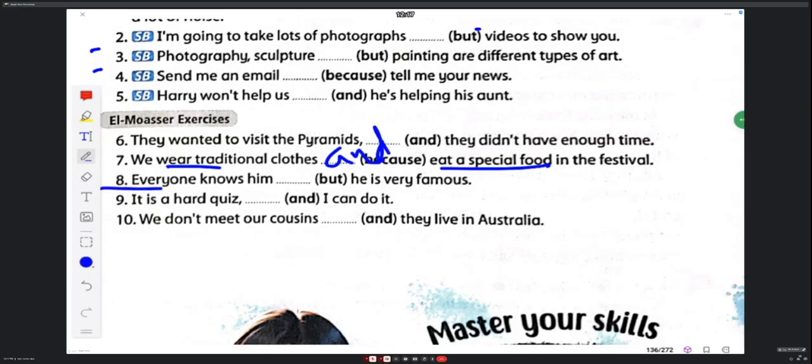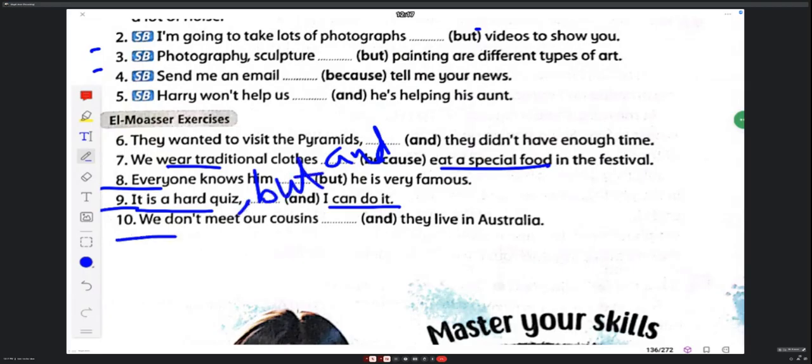Everyone knows him because he is very famous. Number nine, Lamar: It is a hard quiz, but I can do it. Yes, a hard quiz gives us a negative meaning, but I can do it is affirmative. So, but is preceded by a comma.